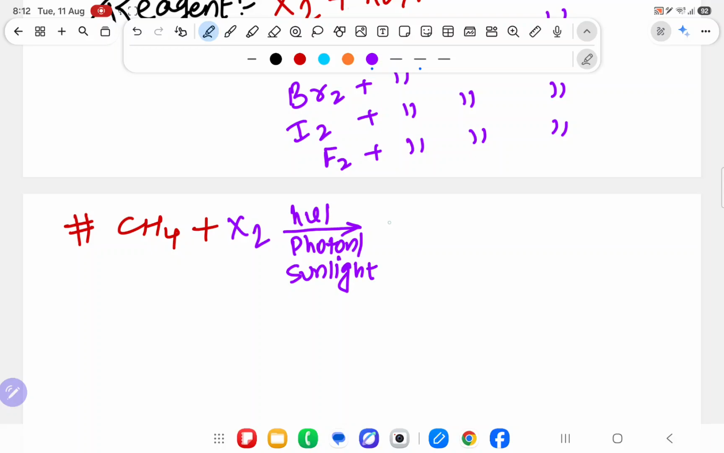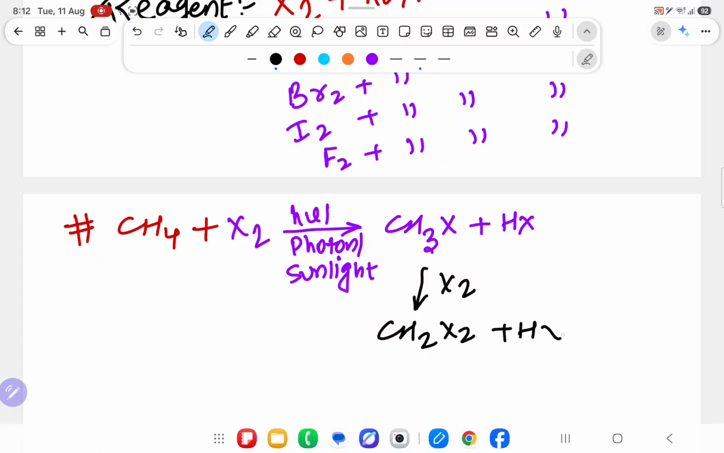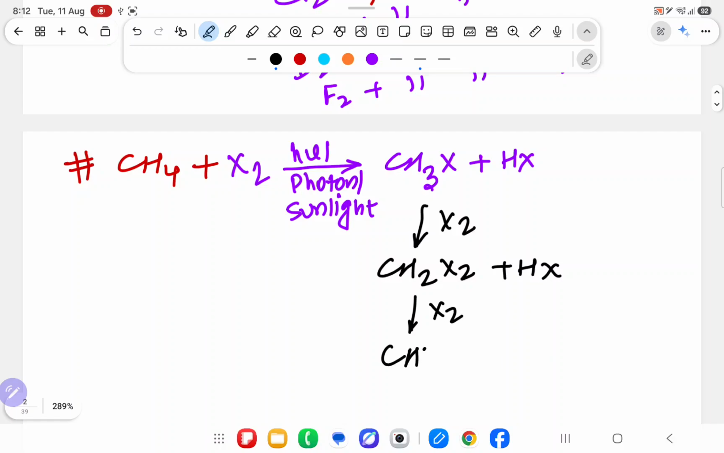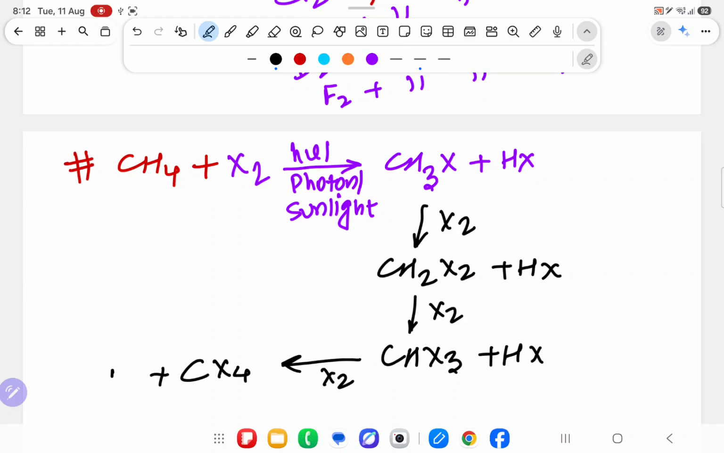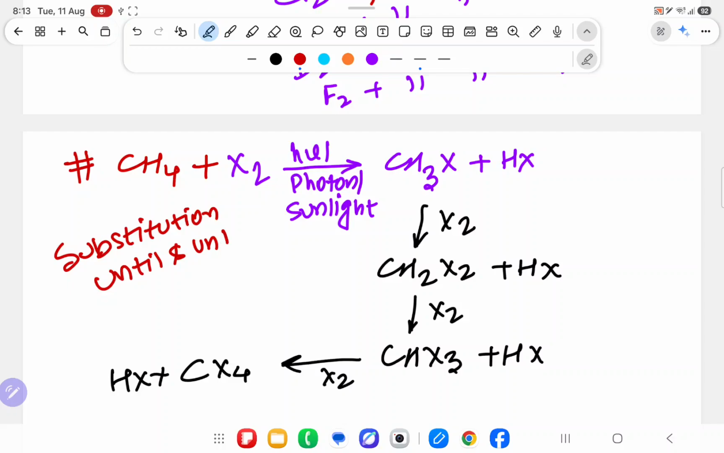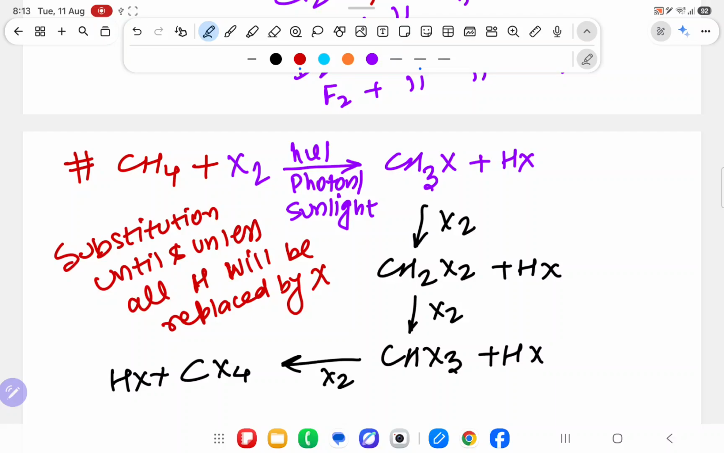What is the product coming? The product is CH3X plus HX. But the problem is that this reaction will not stop here. It will go on continuing, meaning some X2 will be left, that X2 will again react and it will become CH2X2 plus HX. Again it will react with X2 and form CHX3 plus HX. Again it will react with X2 and form CX4 plus HX. The problem is that this reaction will do substitution until and unless all hydrogen is replaced by halogen.